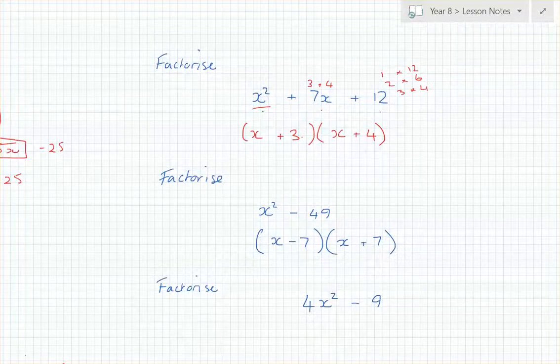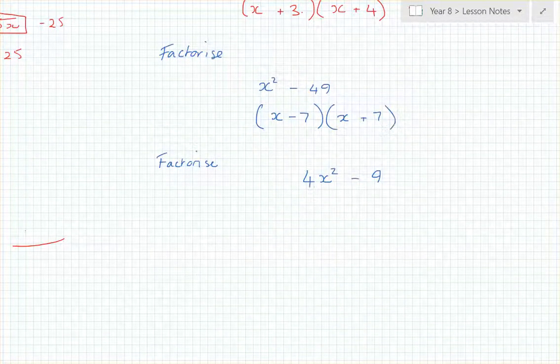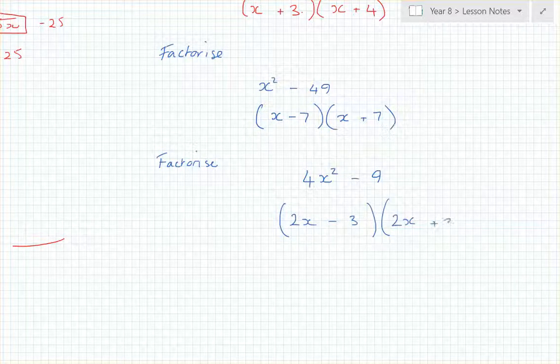Factorise 4x squared minus 9. You get 1 shot at it. Come in. It'll be brackets 2x minus 3 and another brackets 2x plus 3. Well done. Straight in there. Congratulations, Cammy. I owe you a dragon.